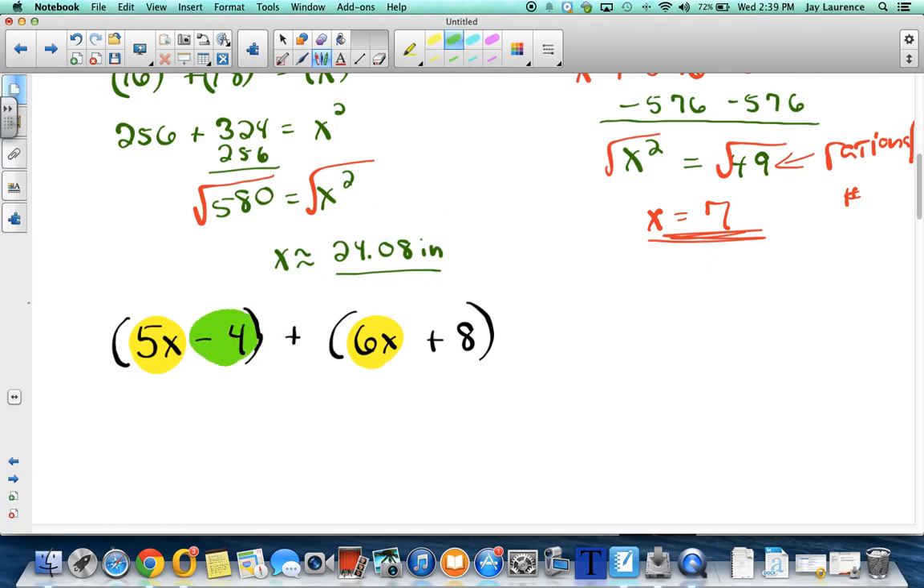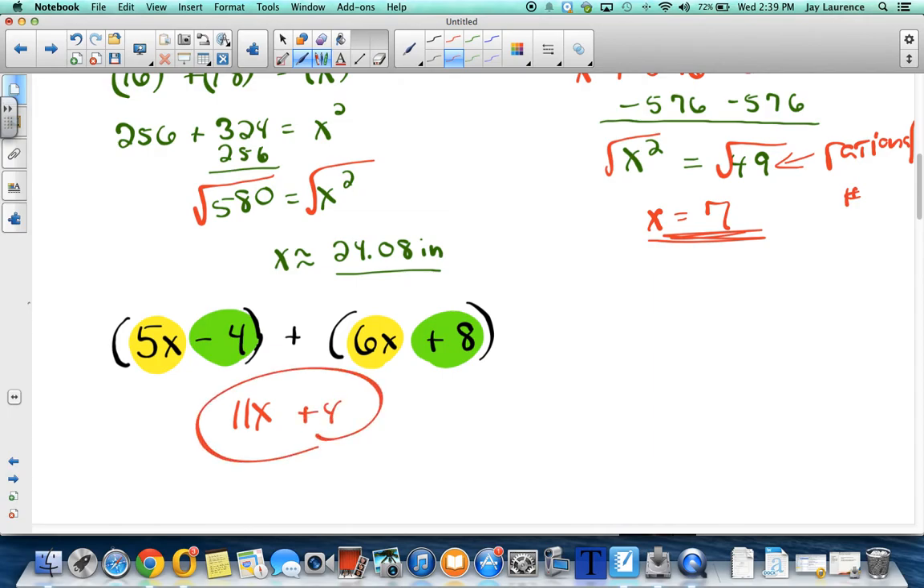All right, I have a -4 and a +8. You know, I really should have checked to distribute first, but there was nothing to distribute. So I'm going to combine my x's and get 11x. And then a -4 and a +8 is a +4.